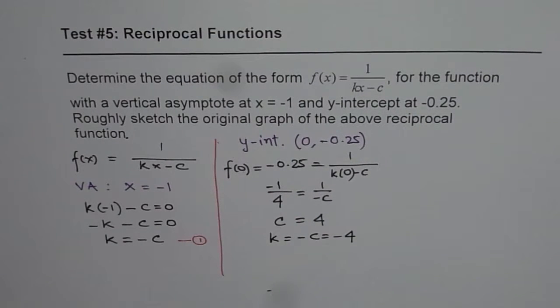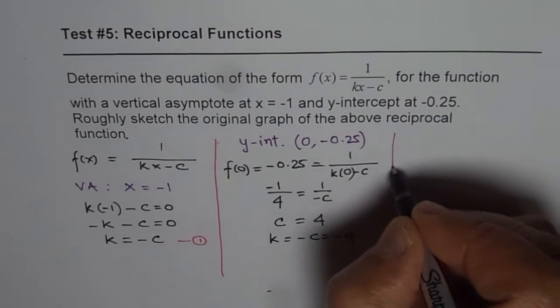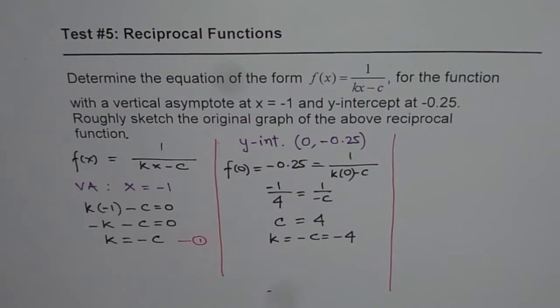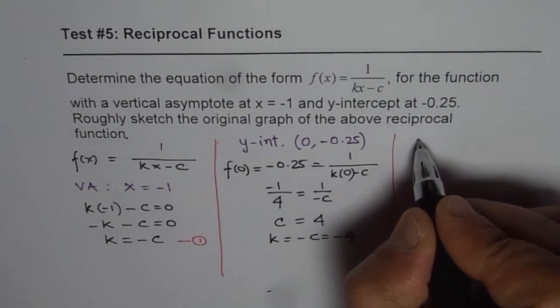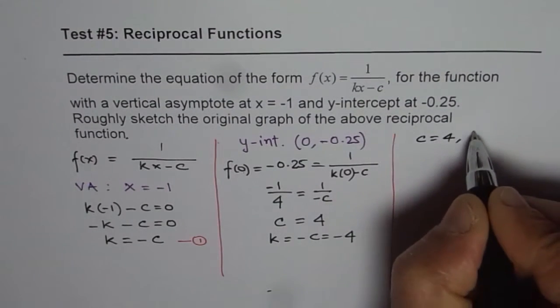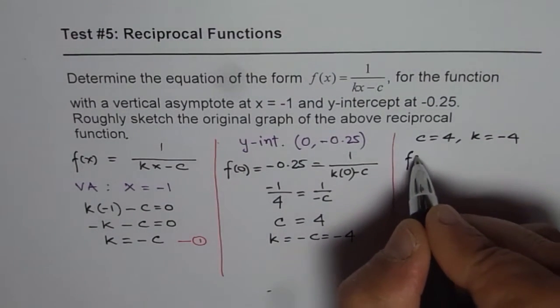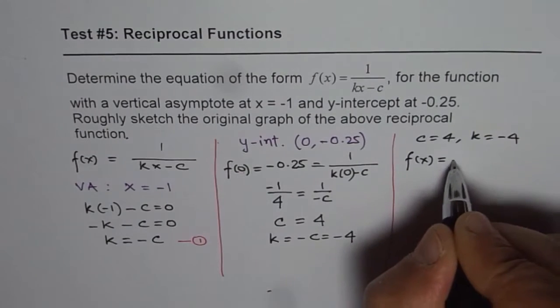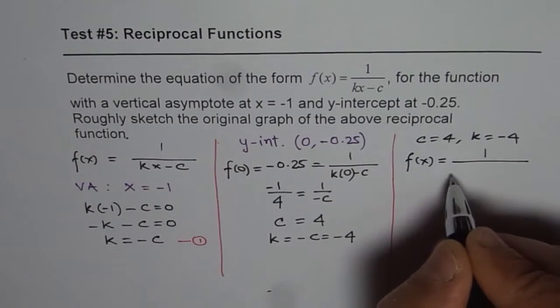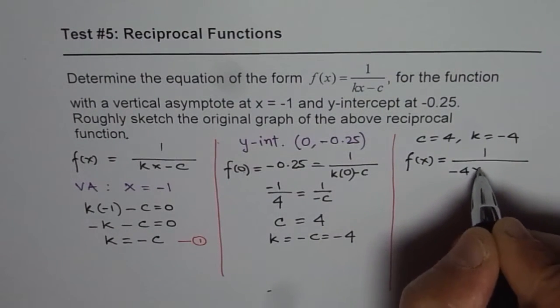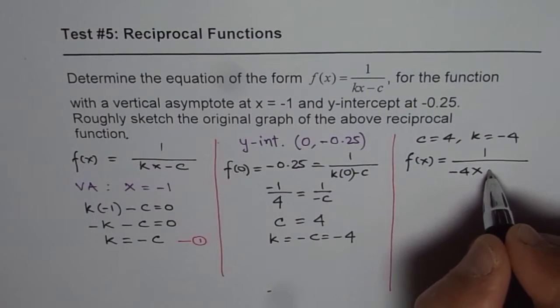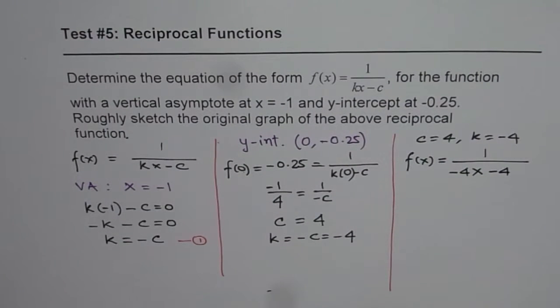Perfect. So that is how we can get the values for k and c, and then we can write down our function. Now substituting the values c equals 4 and k equals minus 4, we get f of x equals 1 over, k is minus 4, so minus 4x, and c is 4, so minus 4. Correct? That is what the function is.